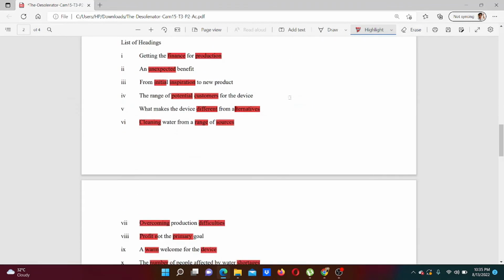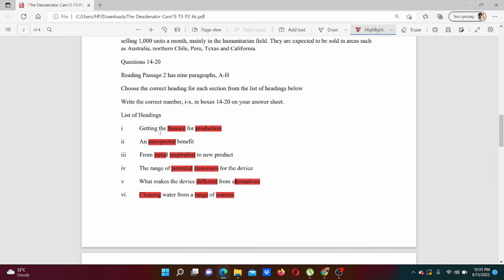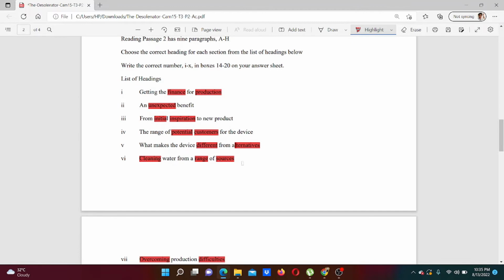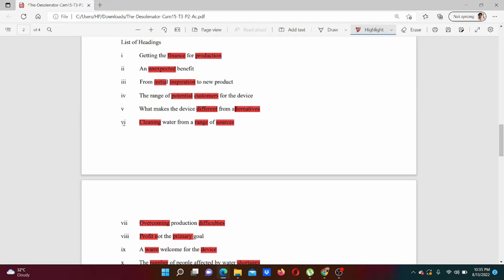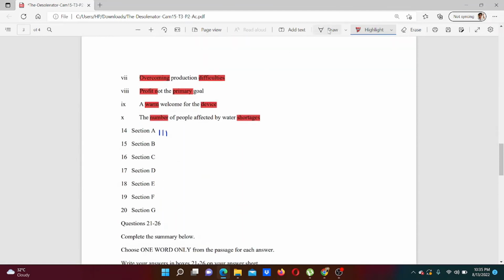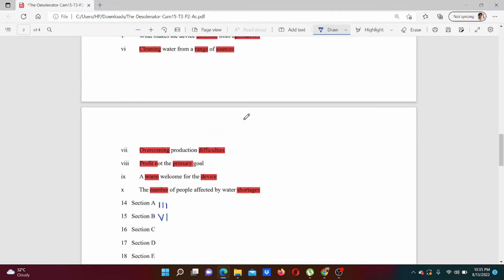So we also have seen that list of headings: getting an unexpected benefit, the range of potential customers, no, not at all. What makes the difference? No, it will also not be correct. Cleaning water from... Okay, guys, look at this point. Cleaning water from a range of sources. So the range of sources was rain, boreholes, sea. So section B will be answer list of headings number 6. It was pretty easy, guys.